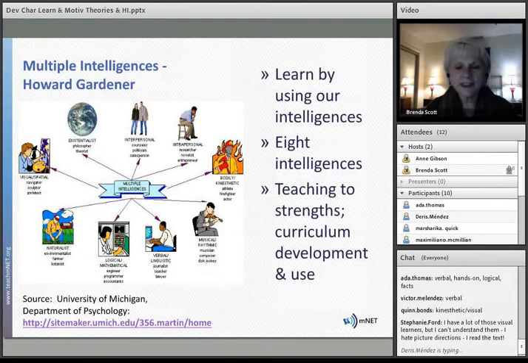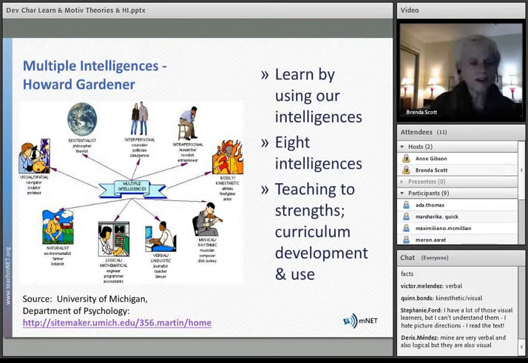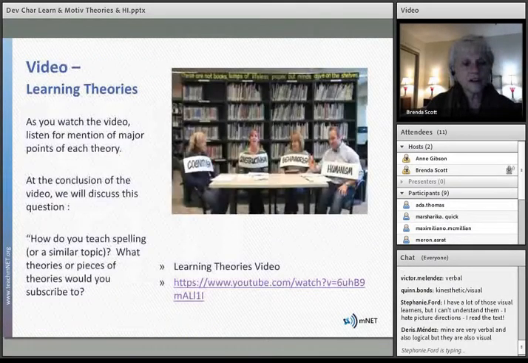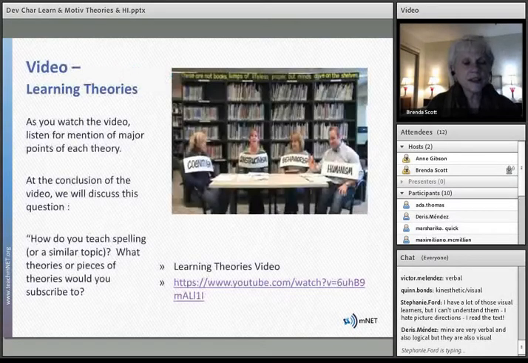Yeah, Stephanie says, I have a lot of those visual learners, but I can't understand them. I hate picture directions, but I can read the text. Yeah. Okay. Mine are very verbal and logical, but they're also visual. Good. Okay. Then they've got the best of both worlds. That's great. All right. So that, in a nutshell, is a lot of the, oops, let's go back one. A lot of the learning theories.